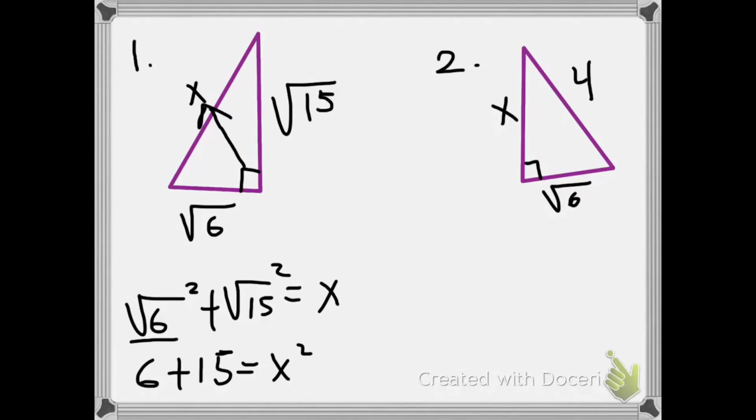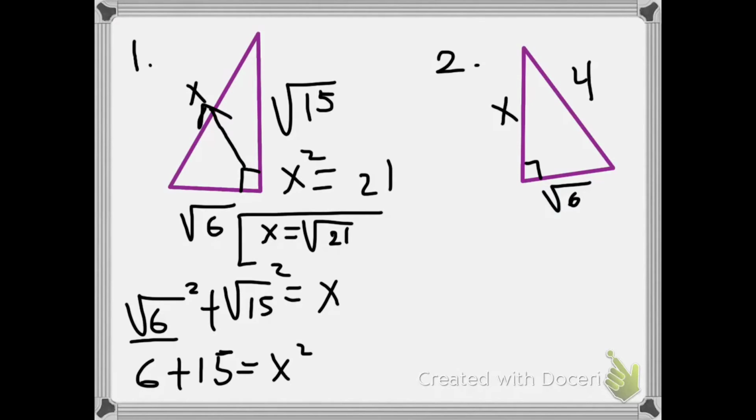So 6 plus 15 equals 21. So x squared equals 21. Now, you can either plug 21 into the calculator and see what the square root is, or you can just write it as x equals the square root of 21, because there's not going to be an even answer to the square root of 21. So you could do that, or you could plug it in the calculator, but you don't have to.